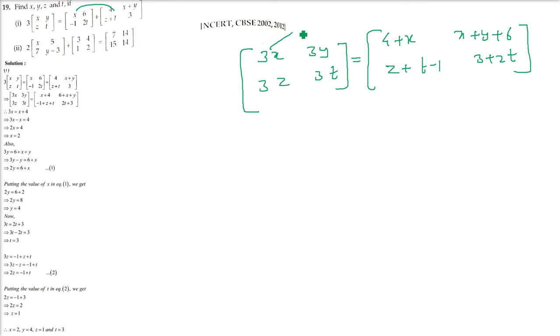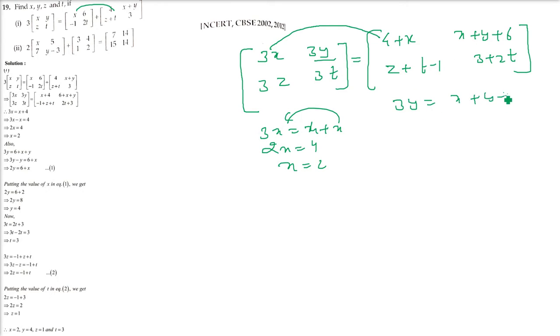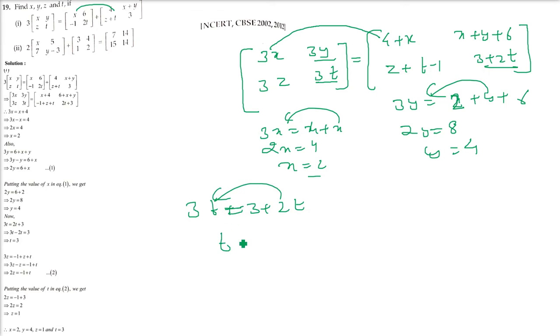So 3x equals 4 plus x. x comes here, it will be 2x equals 4. x will be equal to 4 by 2, 2 you get. So 3y equals x plus y plus 6, x already known, 2, so just put in here, 6 plus 2 is 8, so 3y minus y is 2y, 2y is 8, y is equal to 4. The next one, 3t equals 3 plus 2t, so t will be equal to 3.